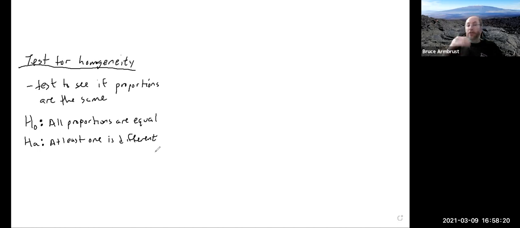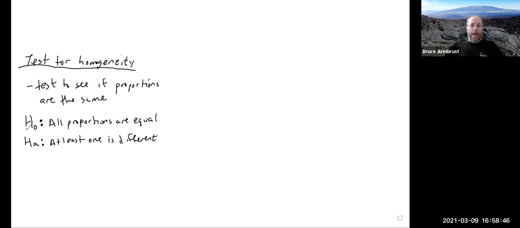So again, how do you know that you're going to do this as opposed to the others? Just remember, goodness of fit: we're looking at how we fit a distribution. Independence: we're looking to see if 2 variables are dependent upon each other. Homogeneity: we're looking for proportions, for percentages. Are percentages the same? Okay, so it's a different kind of deal.